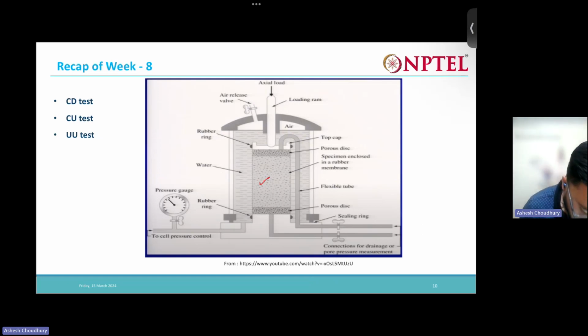So there are various parts. You can see the axial load is applied through a loading ram. Then we have the top cap, porous discs, the specimen enclosed in a rubber membrane, porous disc, sealing ring, and pressure gauge. Then water is there to apply the confining pressure.